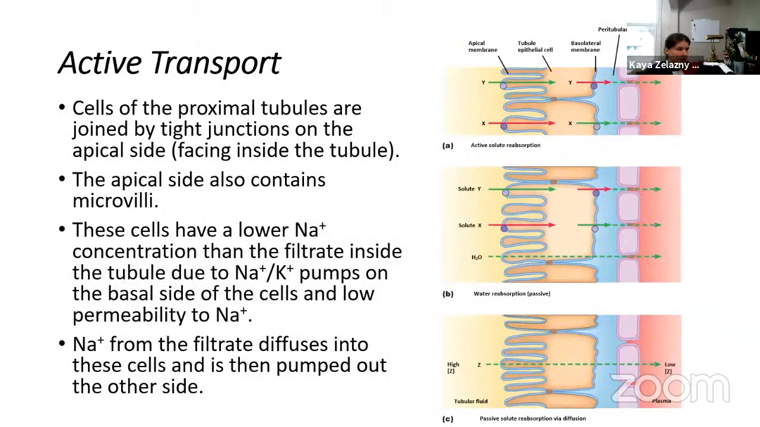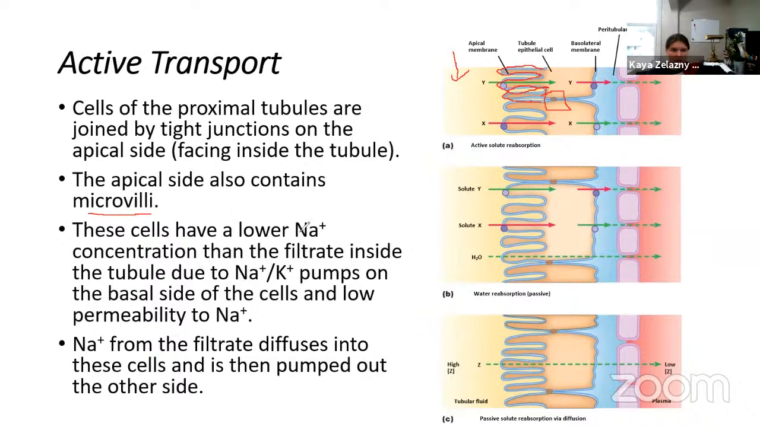So if we take a look at these cells, we've seen that they have tight junctions between them. Those are on the apical side, and the apical side in the case of our nephron is going to be the side that's facing the filtrate, so facing this fluid that's going to become urine. So on this apical membrane, we can also see that it's all squiggly. These squiggles are microvilli. They're increasing the surface area, which is helpful for reabsorption. We've got lots of space for that to happen.